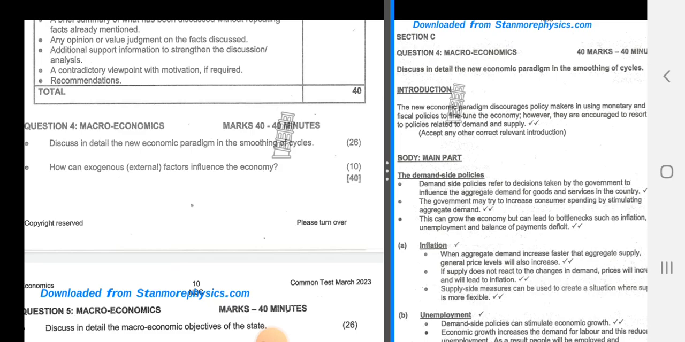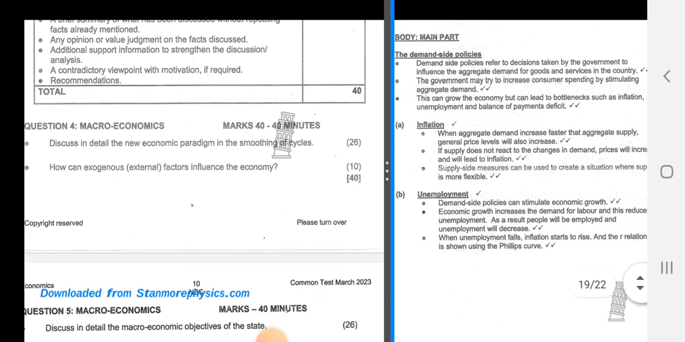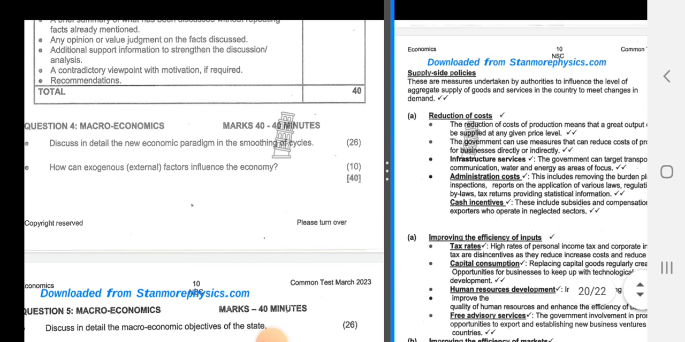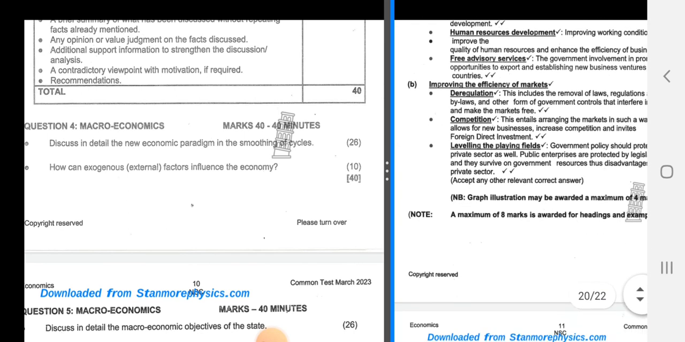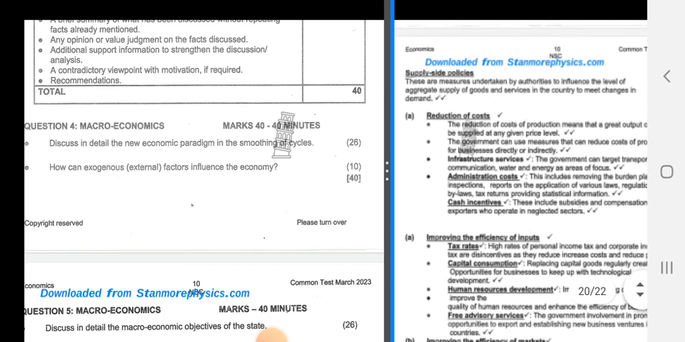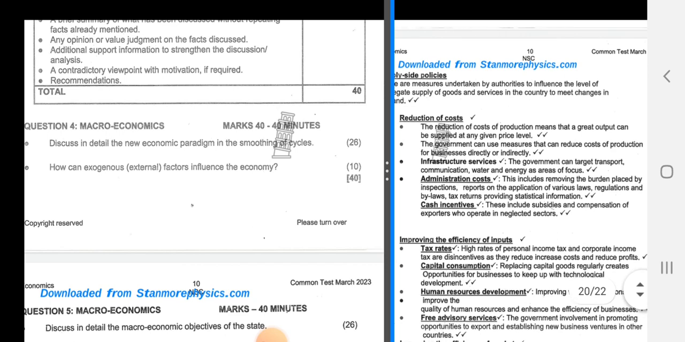So you are asked for 26 marks to discuss in detail the new economic paradigm. So you're going to have the demand side policy. You're going to write everything about the economic paradigm. We have the demand side policy, inflation, unemployment, and then we have the supply side policies. And then you can pause the video and go through.